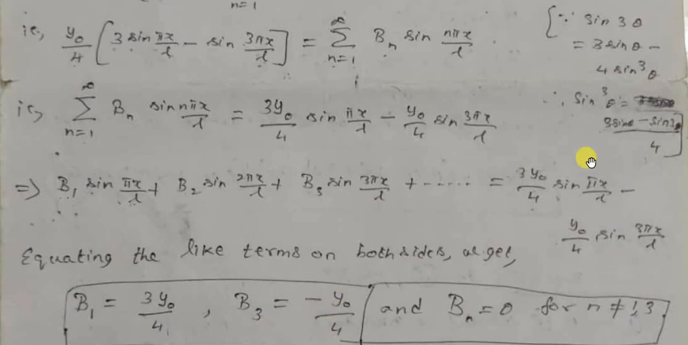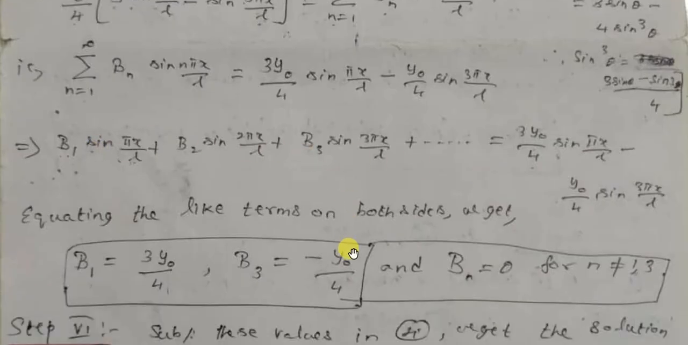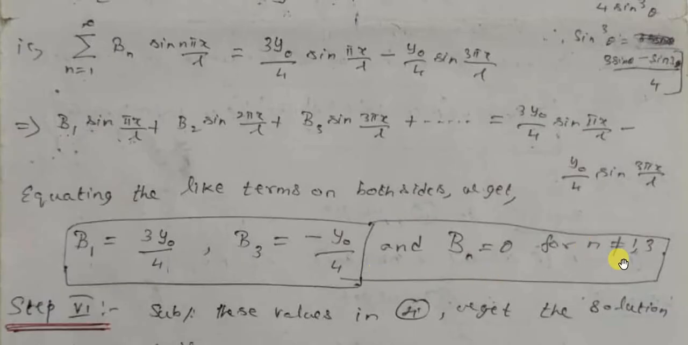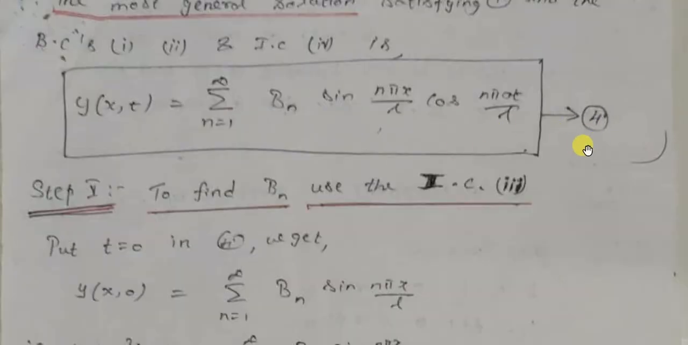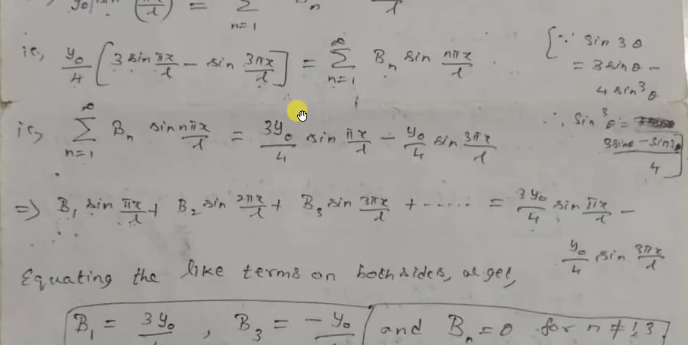No other terms are available on the left hand side expansion to compare with, so I can assume that all other bn's are 0 except b1 and b3. So bn is equal to 0 for n not equal to 1 and 3. So we got values for b1 and b3. I should substitute these two values in the updated general equation, that is equation number 4. So I have to expand this summation substituting n as 1 and n as 3, because all other bn's are 0, only b1 and b3 exist.